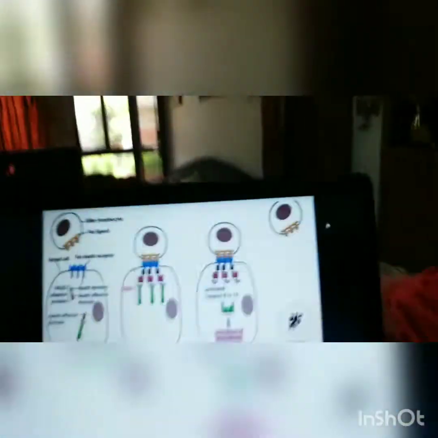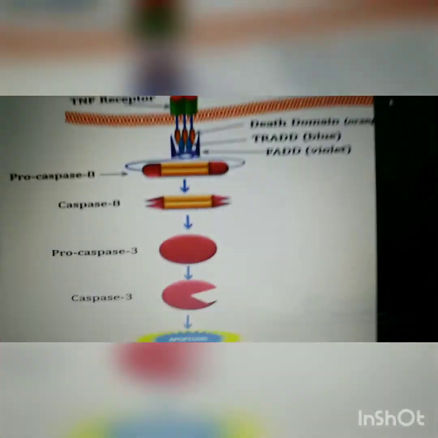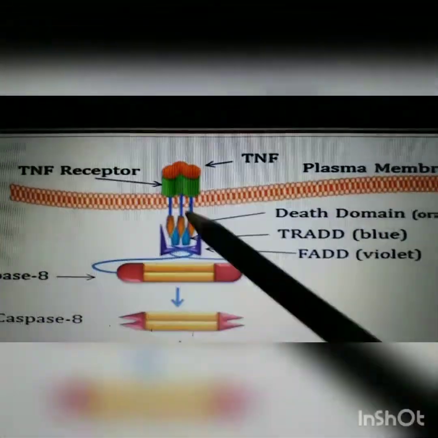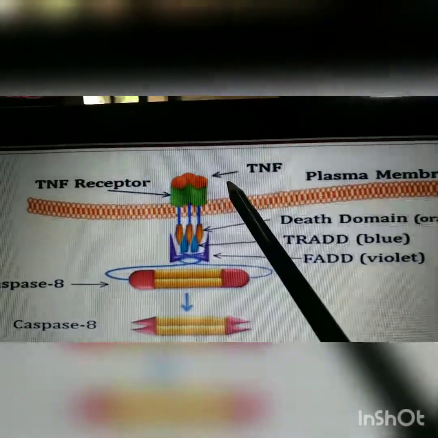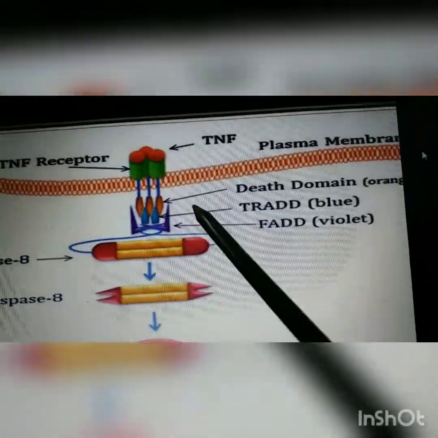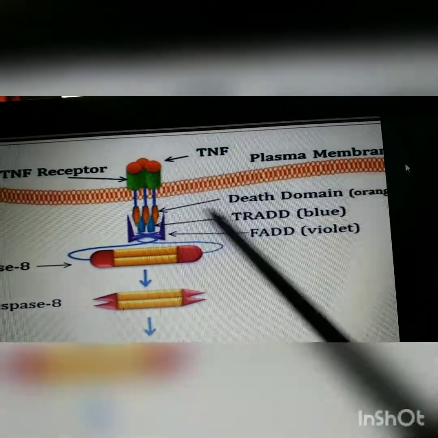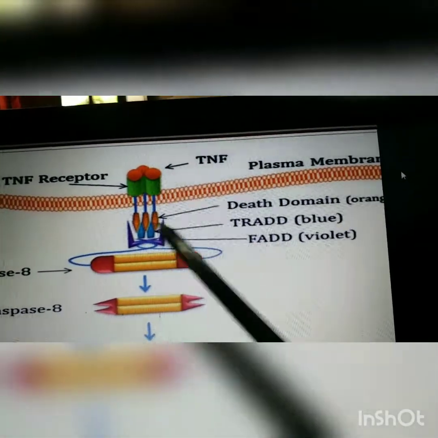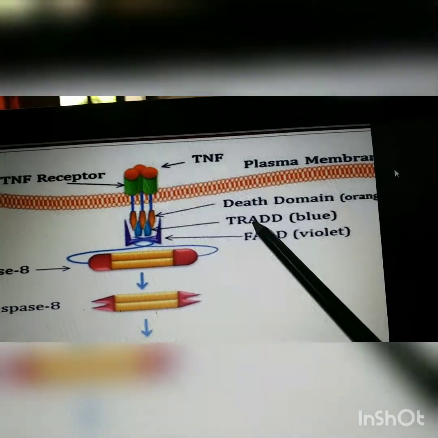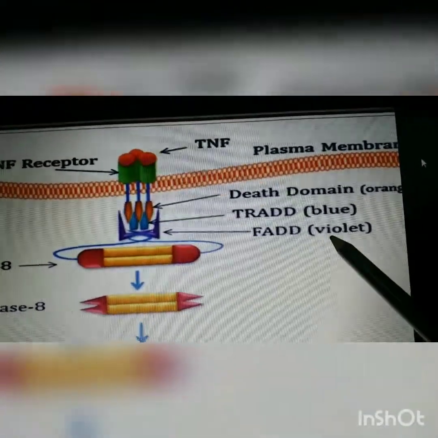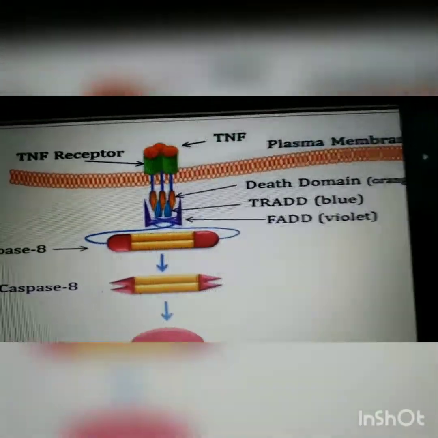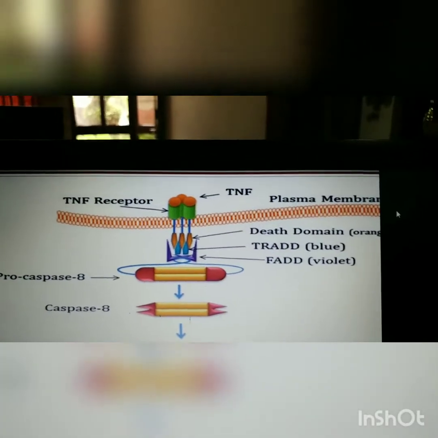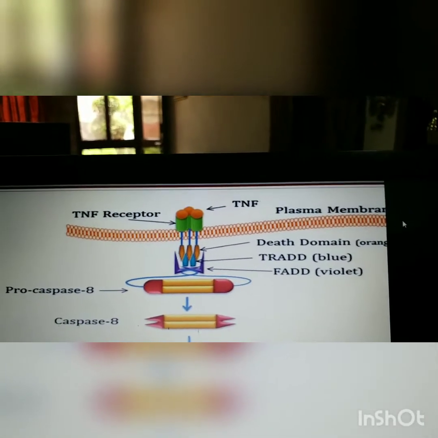See here, TNF comes and is received by the TNF receptor, which is outer, whereas toward the cytosol is this 70 amino acid death domain. When it reacts, a conformational change occurs and it forms two adapter proteins, this blue color TRADD and violet color FADD, and it combines with the procaspase to form a structure called a multiple protein complex, right?